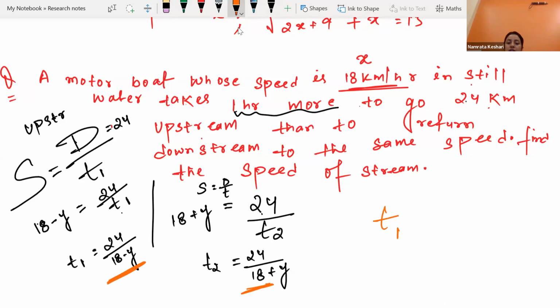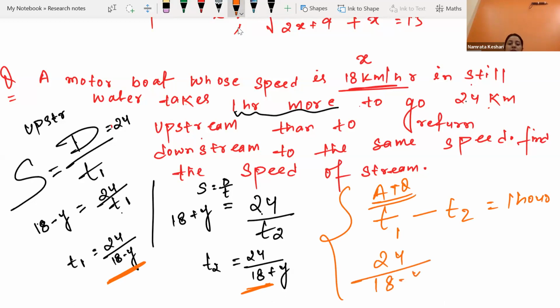T1 minus T2 is 1 hour. That's what is written in the question, that upstream it is taking 1 hour more than downstream. Are you getting it, students? Yes. T1 is 24 by 18 minus y. T2 is 24 by 18 plus y. Now we need to solve it for the y value. Maybe while solving, we will end up getting a quadratic equation. Who knows? Let's solve it.